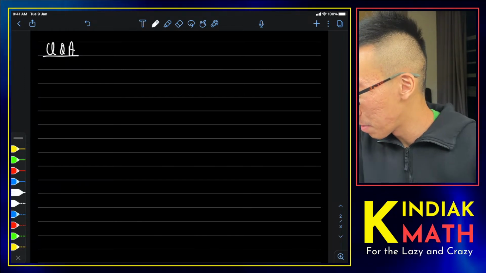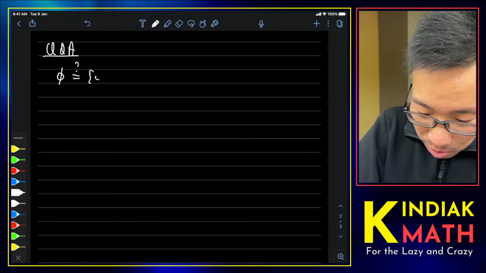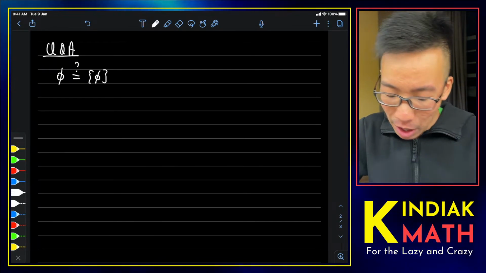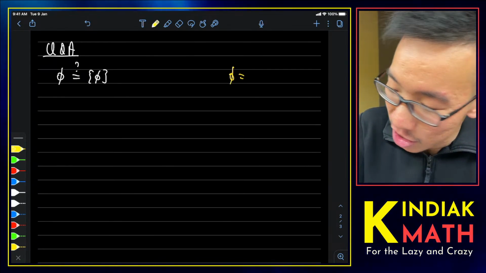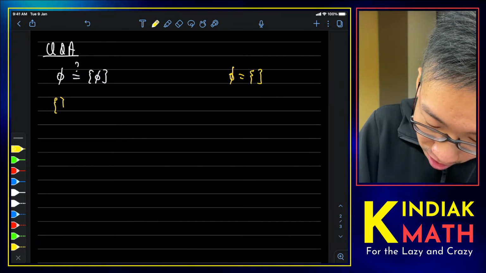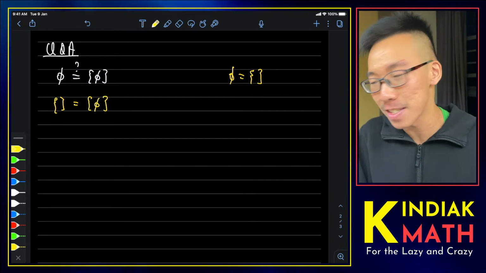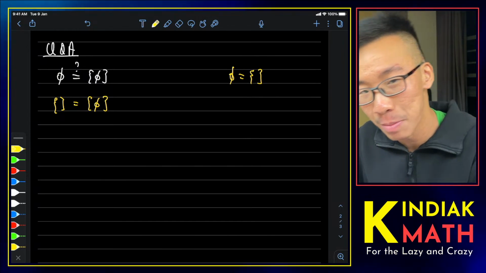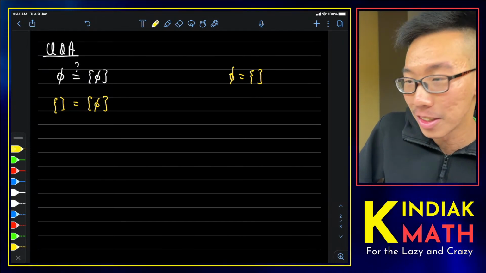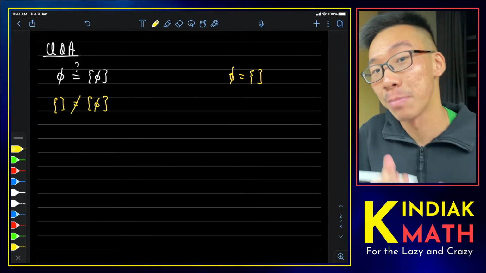Is the empty set the same as the set containing the empty set? Well, here's the question. On the left, the empty set is actually a shorthand notation for this particular set, so we can make a replacement here. From this, it should be pretty evident that the set on the left contains no elements, and the set on the right contains one element. So clearly, they can't be equal to each other.